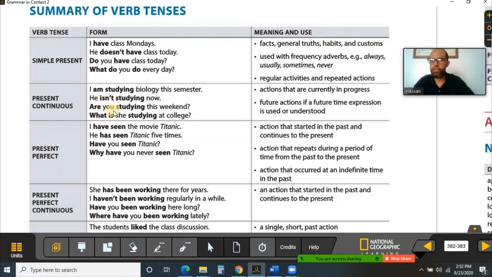And also in the question we have to use inversion. Is he studying? Are you studying? Are they studying? This is how we ask the question. Now let's talk about the use.